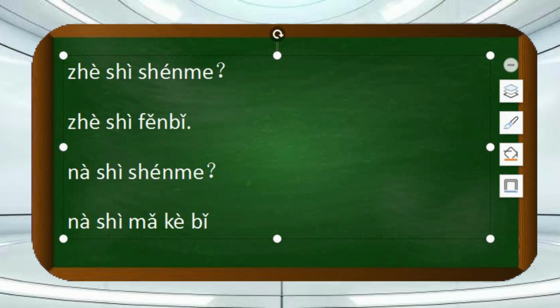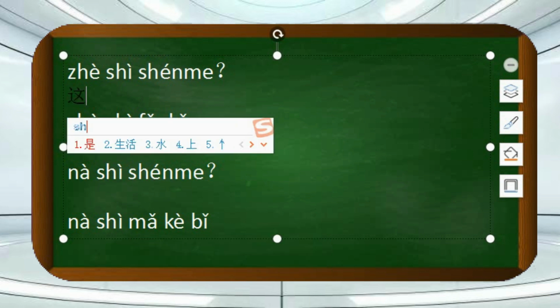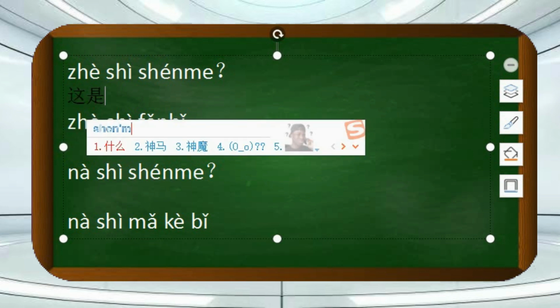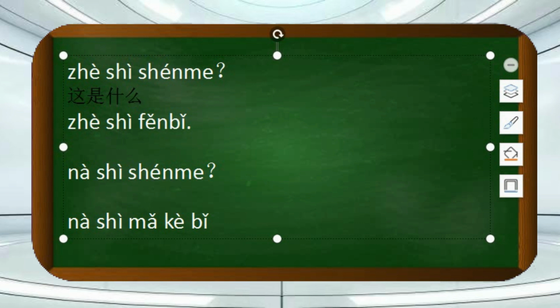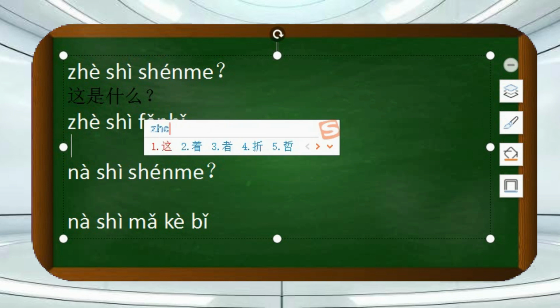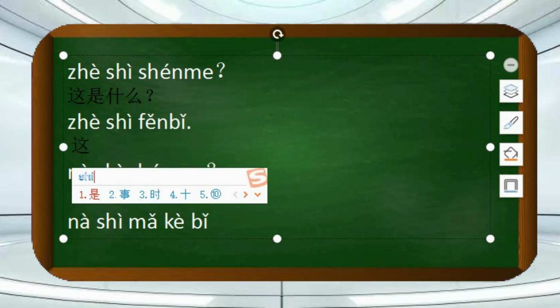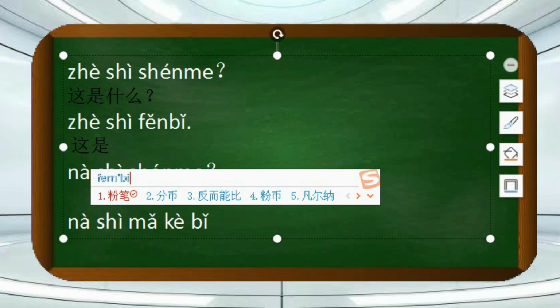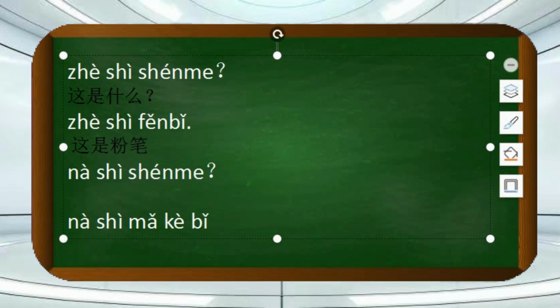这是什么 What is this? What's this? 这是什么这是什么 What's this? 这是粉笔 This is chalk. 这是粉笔。那是什么 What's that?